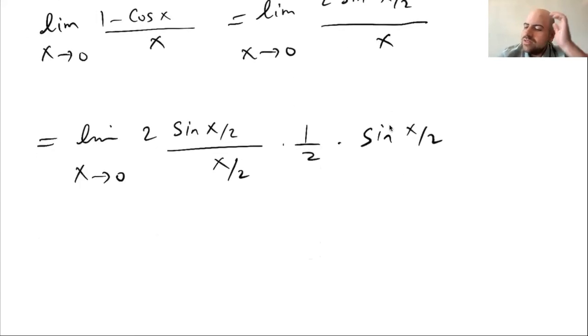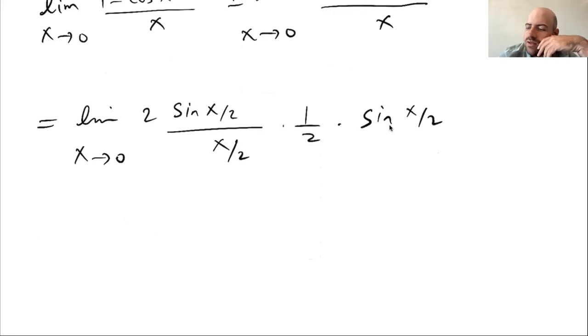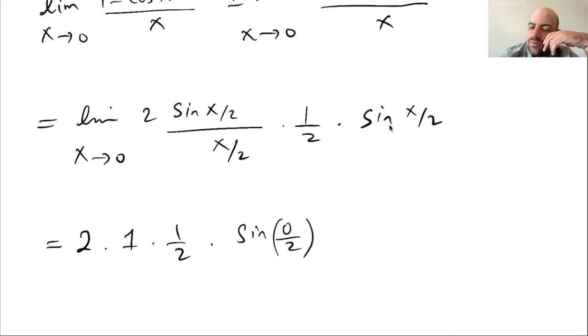X approaches 0 here. So here now sine x over 2 over x over 2. Again, if you want, you can call x over 2 as t, sine t over t. T approaches 0, it's 1. So this is 2 times 1 times 1/2. And this one will be sine 0 over 2. Remember we said for trigonometric functions, we can just replace x with the number.